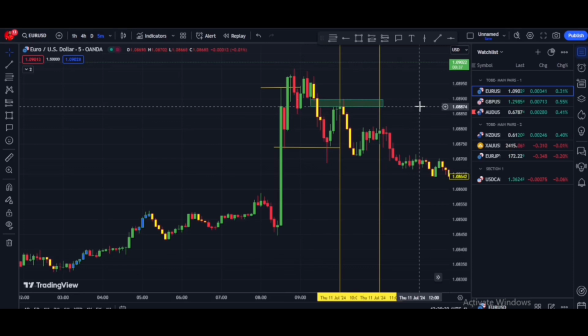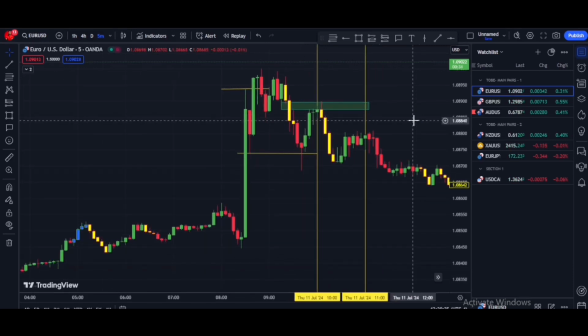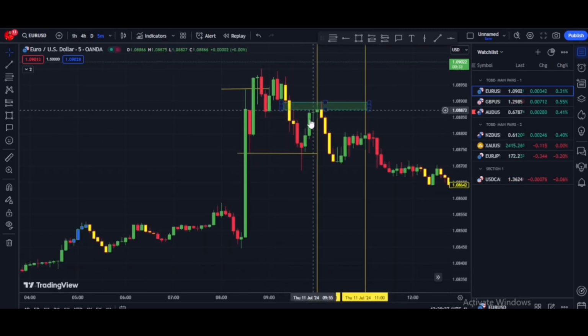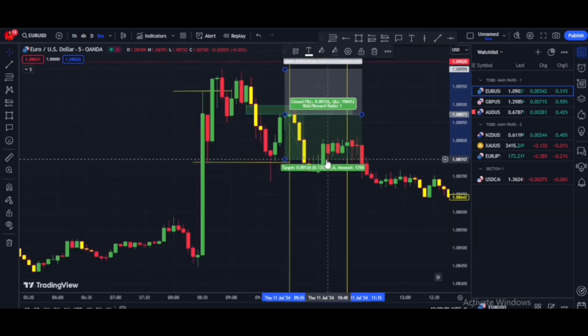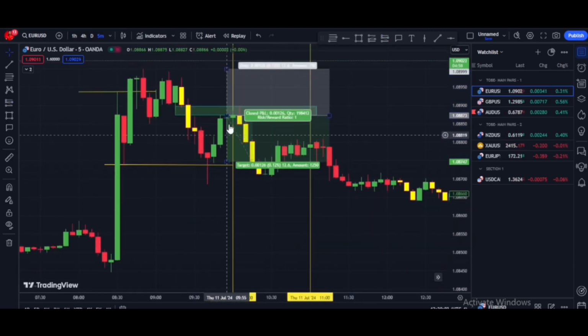As you can see, it is very important that we make sure our entry is validated at this 10 a.m. to 11 a.m. New York time. As you can clearly see, we got tagged in at 10 a.m. on the dot. 10 a.m. on the dot, we got tagged in.